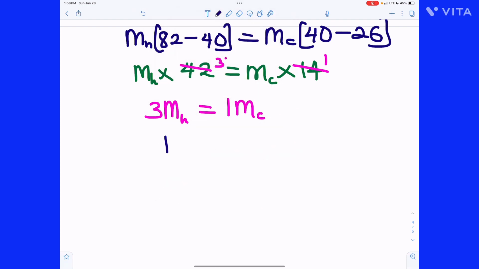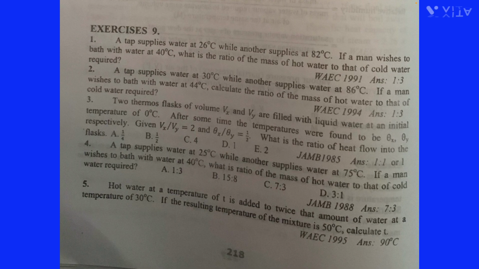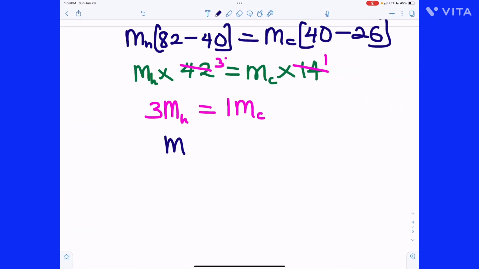means that the question says we should find the ratio of the mass of hot water to that of cold water. So mass of hot water over mass of cold water, that's this over this, is equal to 1 over 3. We will not say mH over mC is equal to 3 over 1. That will be wrong. We should correctly say mH over mC is equal to 1 over 3.